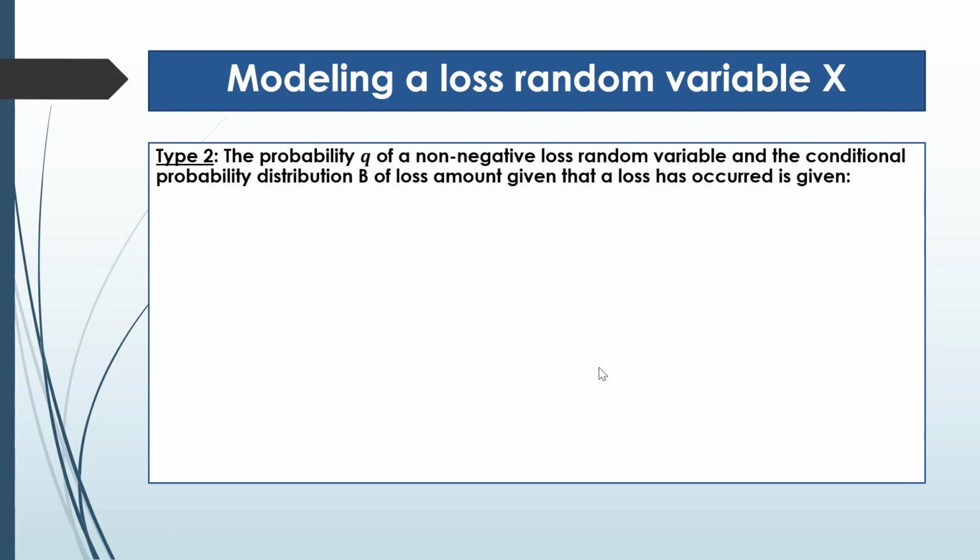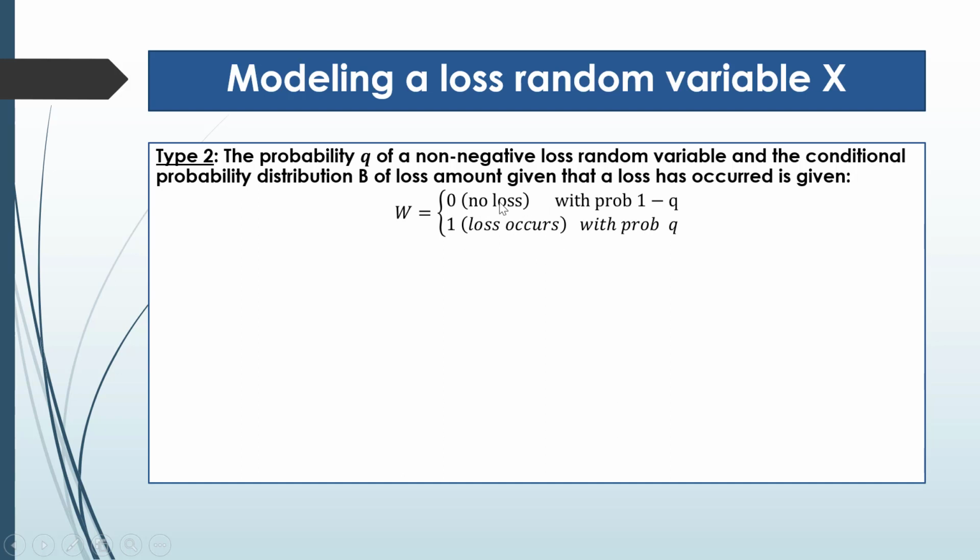The second type of this model is when the probability Q of a non-negative loss random variable and the conditional probability distribution B of loss amount, given that a loss has occurred, is given. So here we use a conditional probability distribution. Let's say W represents whether the loss occurs or not. W is 0 if there is no loss occurring, and W is 1 if there is a loss occurring.